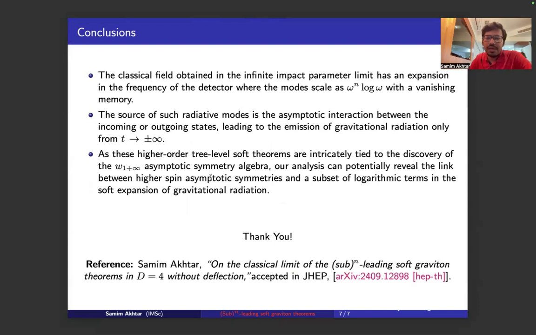As these higher order tree-level soft theorems are intricately tied to the discovery of the W1 plus infinity asymptotic symmetry algebra, our analysis can potentially reveal the link between higher spin asymptotic symmetries and a subset of log terms in the soft expansion of gravitational radiation.